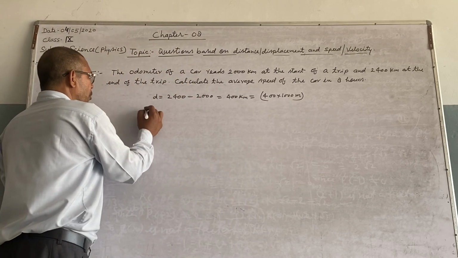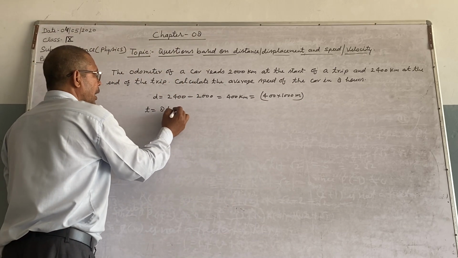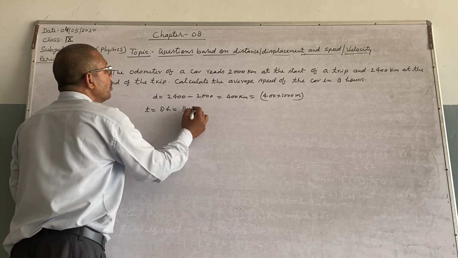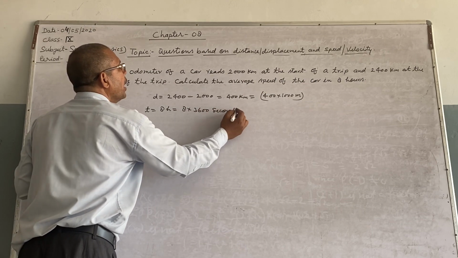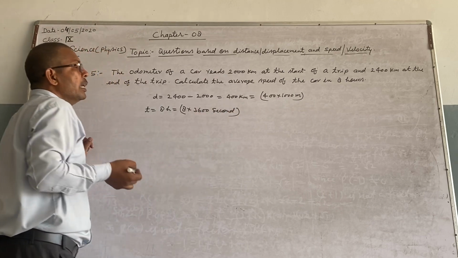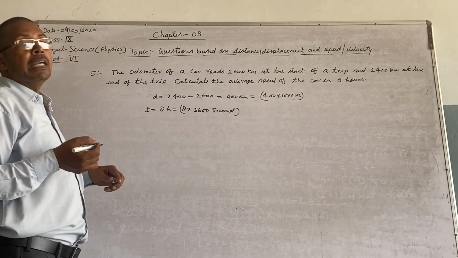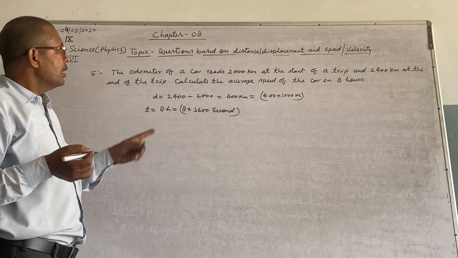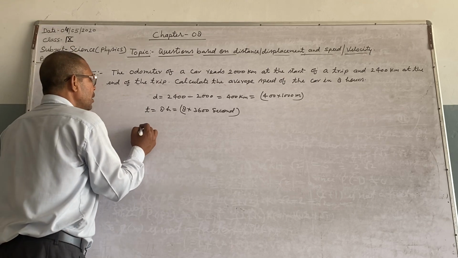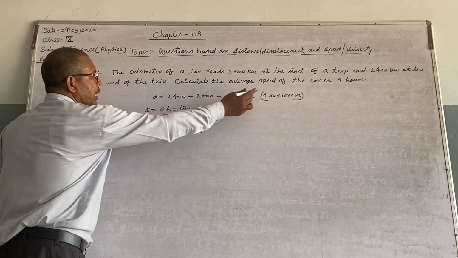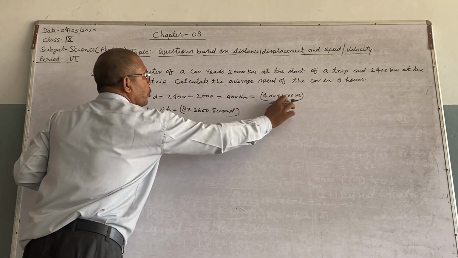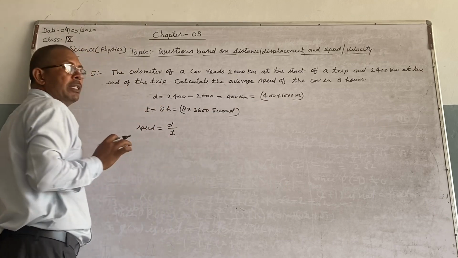And time t equal to 8 hours. 8 hours means 8 into 3600 seconds. Do you know why? Because SI unit of speed is meter per second. Then calculate speed equal to d by t. Put these values and solve it.